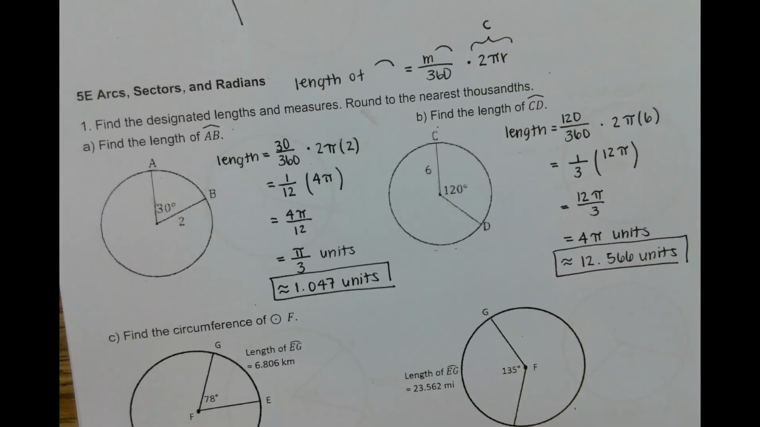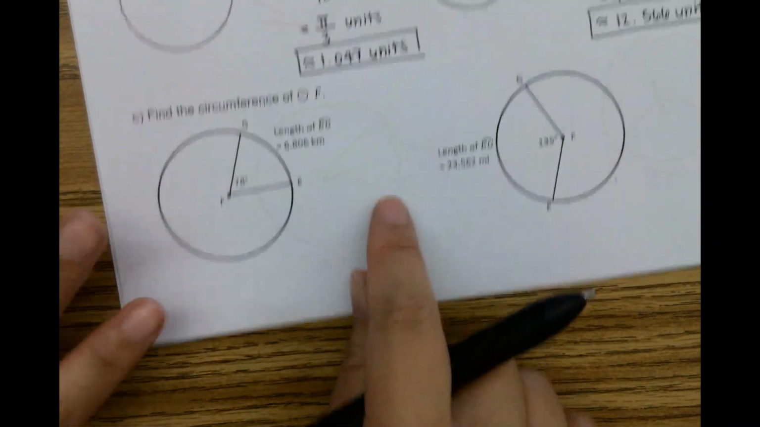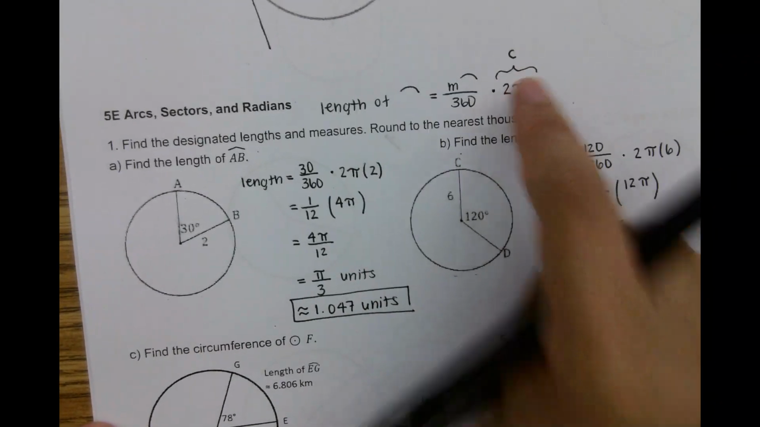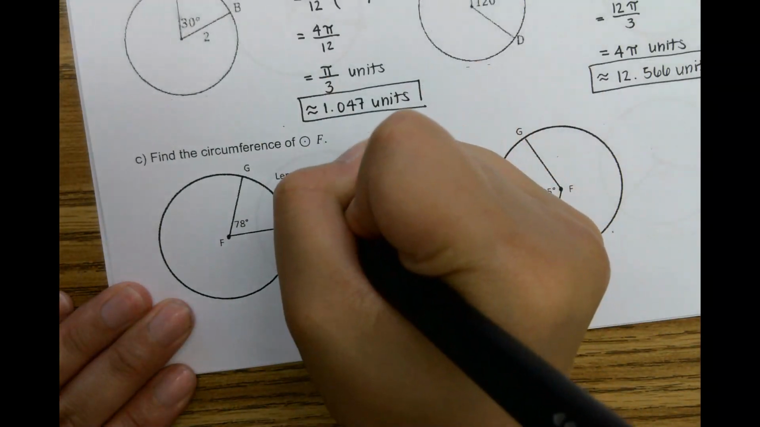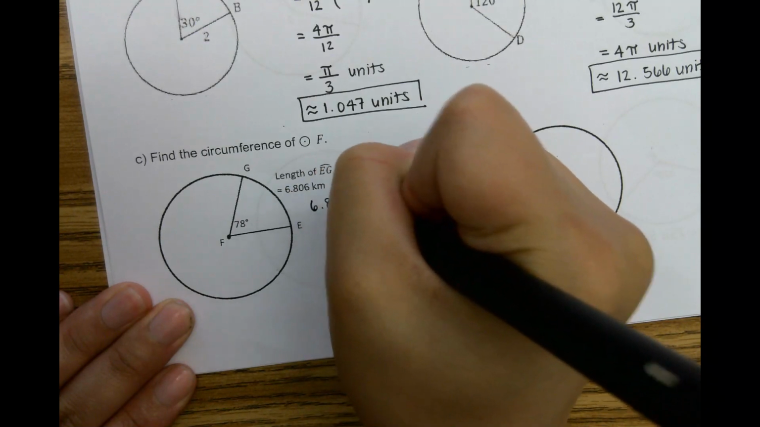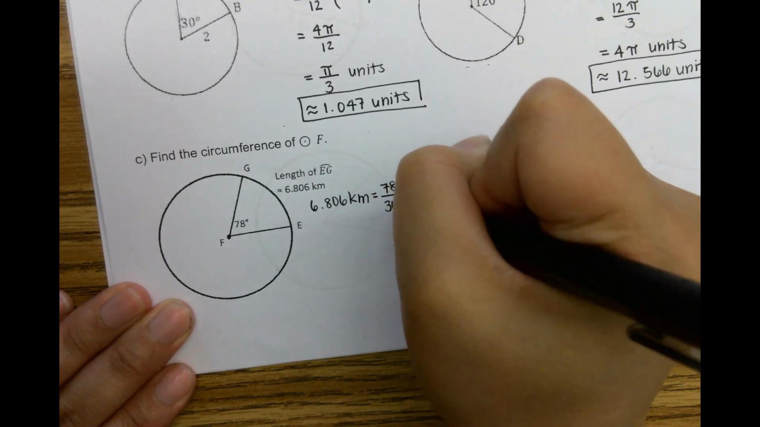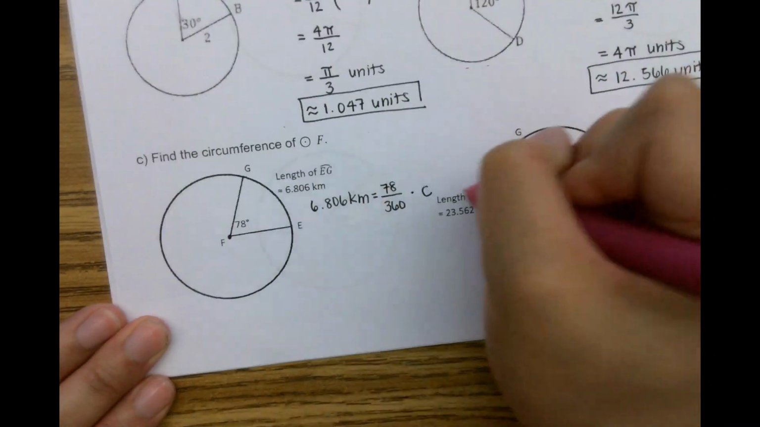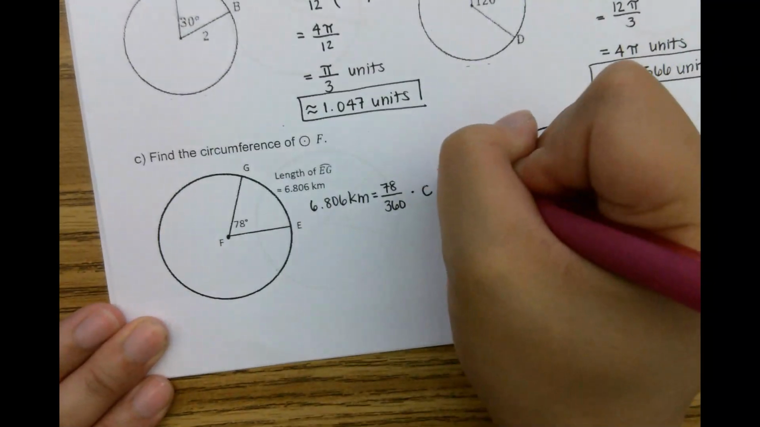Next one here. This time I want the circumference. So circumference is really this part here. Instead of solving for this, I'm solving for this now. It gave me the length. So length 6.806 kilometers equals, this is 78 out of the total 360 of the whole circumference. How I'm going to get rid of it is I'm going to do the opposite. Since this is times 78, I'm going to divide by 78. Since this is divide by 360, I'm going to times 360.